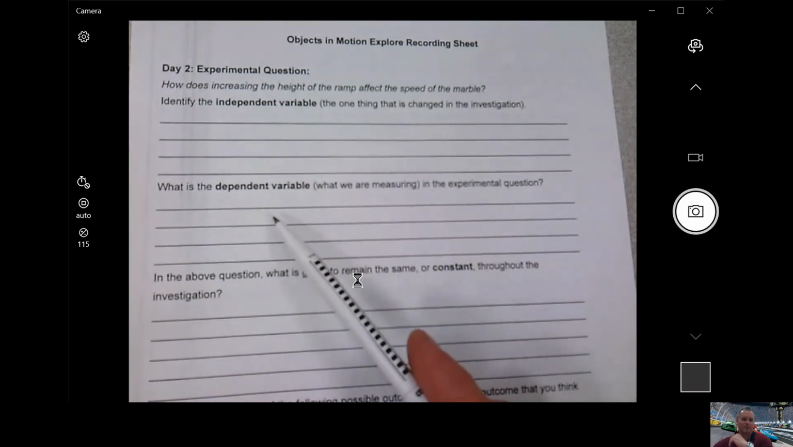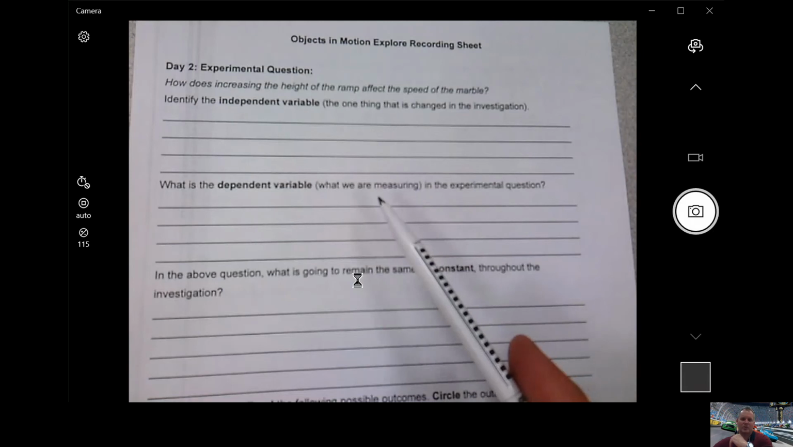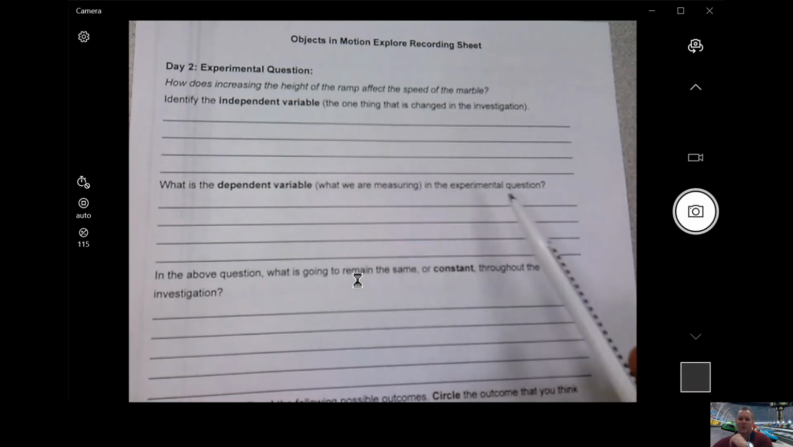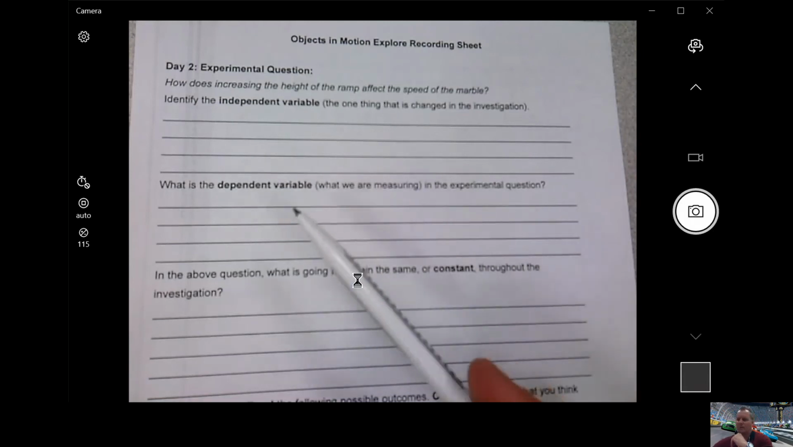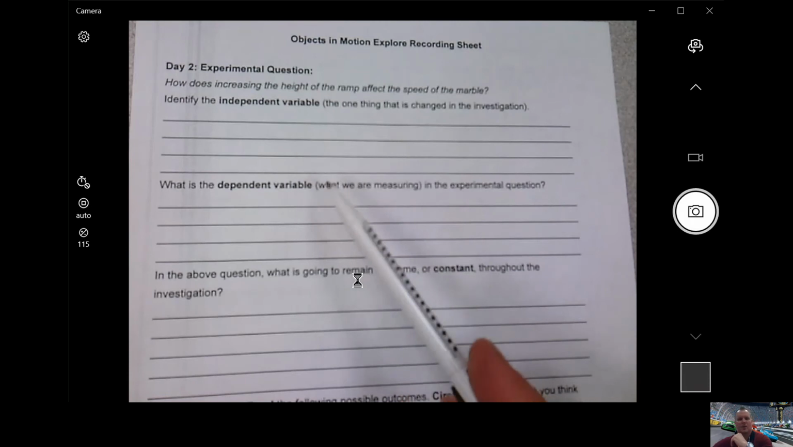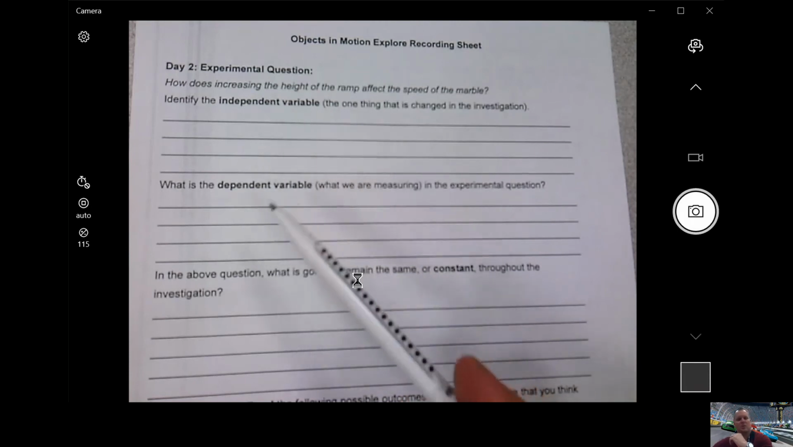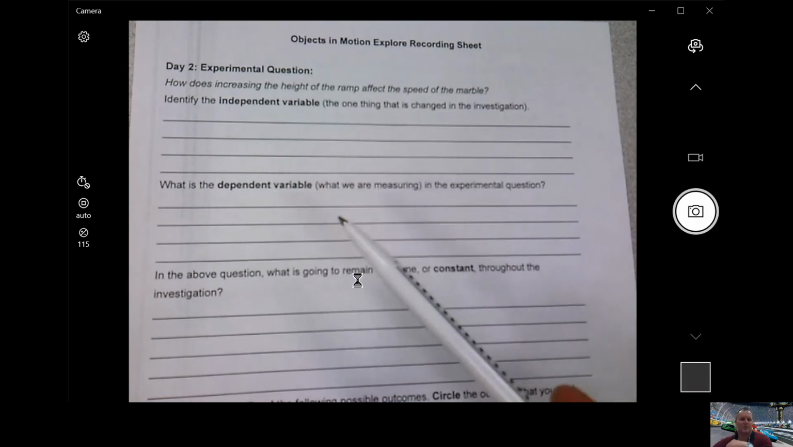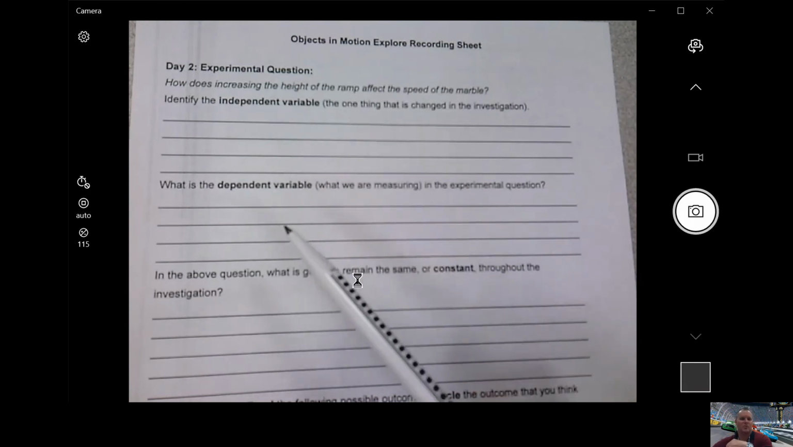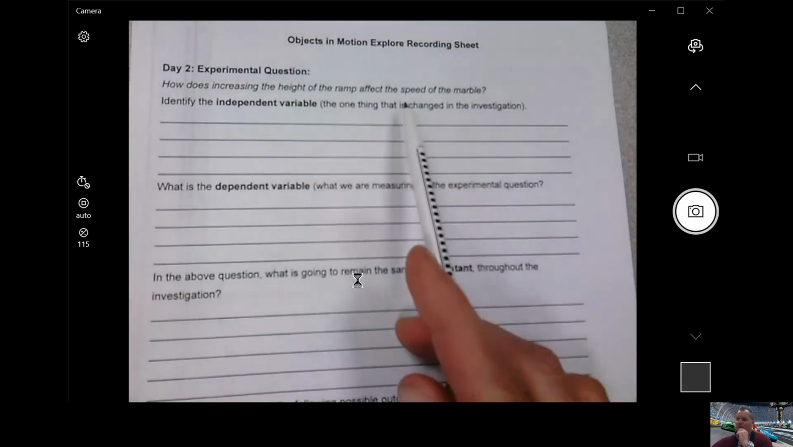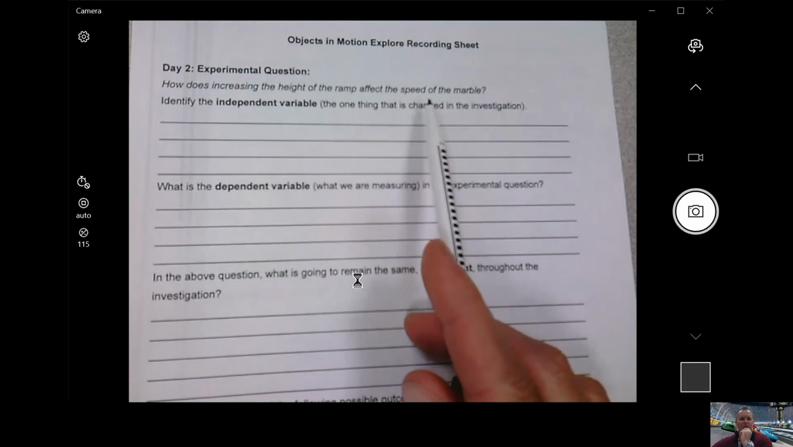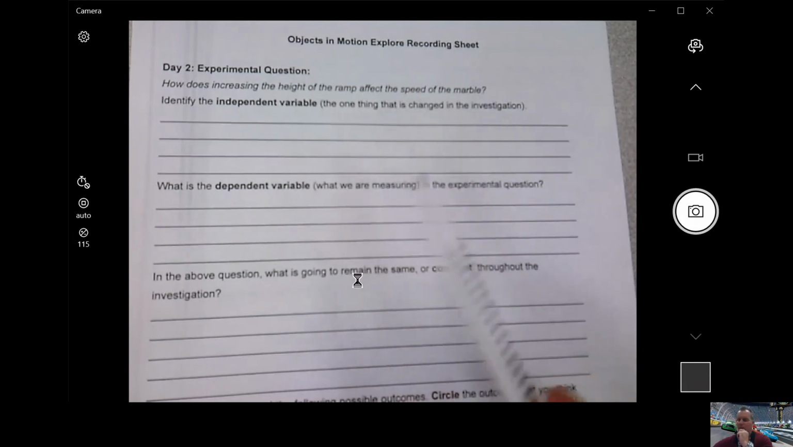Dependent variable, this is what we're measuring, okay, in the experimental question. And don't get confused, oh, we're measuring the height of the ramp. No, that's what we're changing. We're going to change the height of the ramp. What's going to be the effect of that? So what's going to happen? What would our dependent variable be? Again, it's in the question. So hopefully you said the speed of the marble. That is what we want to measure, okay?